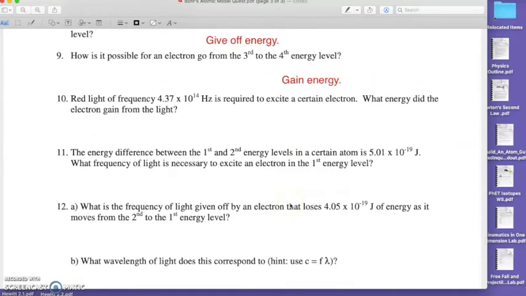Number 10. Red light of frequency 4.37 times 10 to the 14th hertz is required to excite a certain electron. What energy did the electron gain from the light? Do it now.